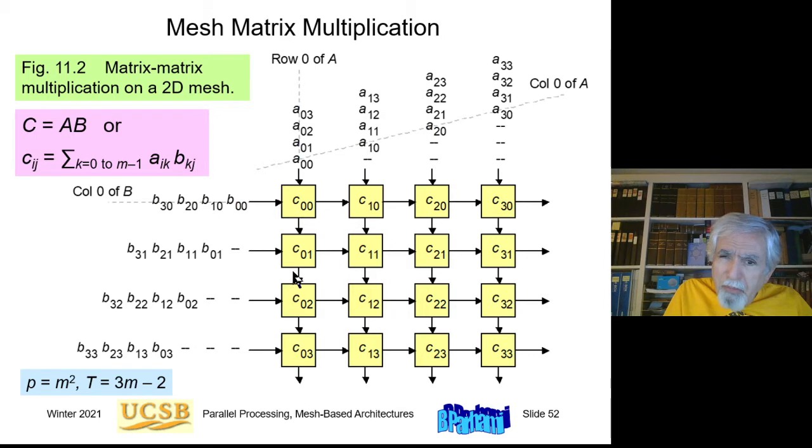Now the running time here: this is the processor that finishes last. By the way, the elements are computed within the processors. We assume that they're not output. So C00 is computed here.